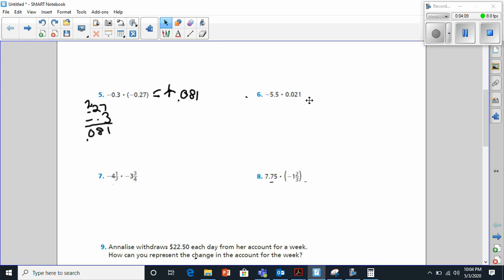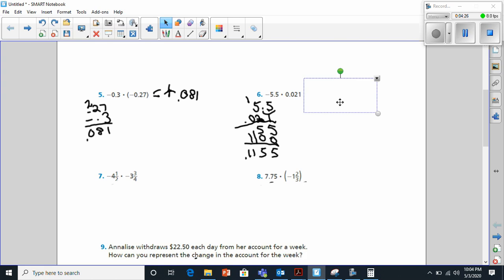For number 6, once again, we have decimals. And after we multiply them, we realize we have 5.5 times 0.021. That's going to give us 0.1155. And since we know that a negative times a positive is going to give us a negative number, we know this is going to be negative 0.1155.